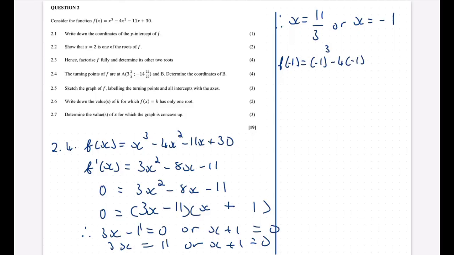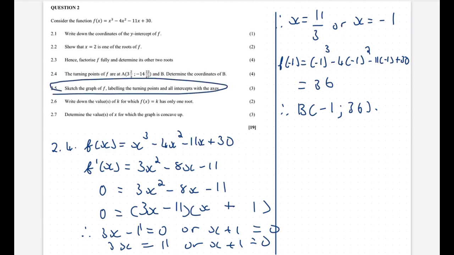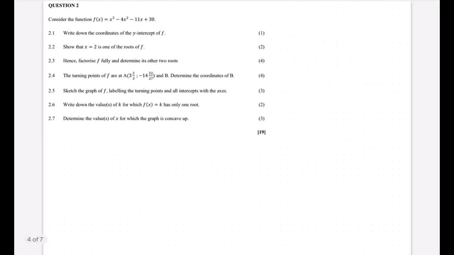So minus 1 cubed, minus 4 into minus 1 squared, minus 11 into minus 1, plus 30. I'm going to go ahead and put this in my calculator quickly. Negative 1 cubed minus 4 into negative 1 squared minus 11 into negative 1 and plus 30. Now this is giving me 36, meaning that the coordinates of B are minus 1 and 36. Now the question then says in 2.5, sketch the graph of f, labeling all the important points and the intercepts with the axes.